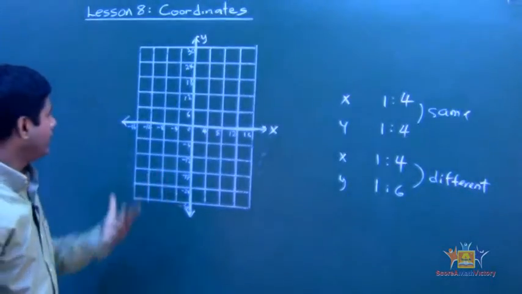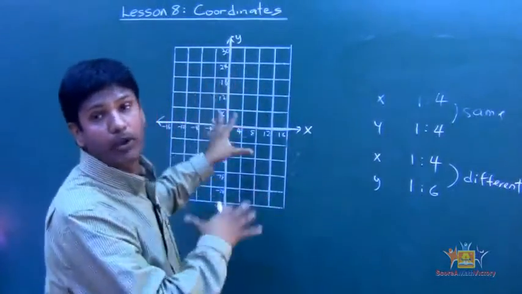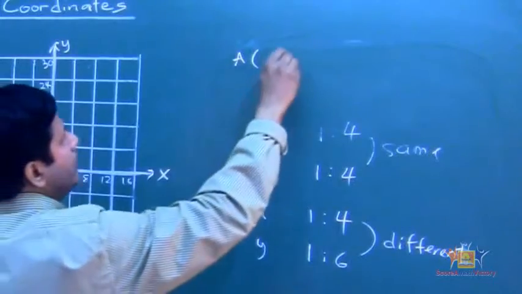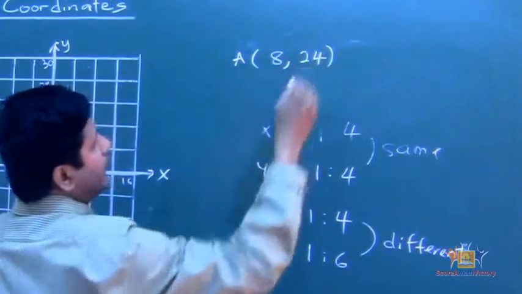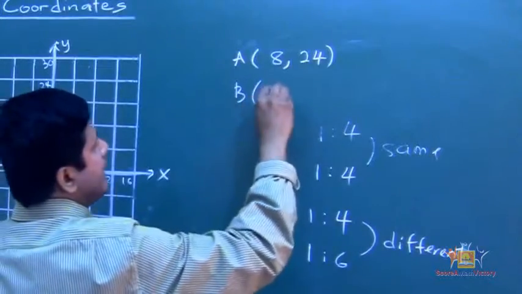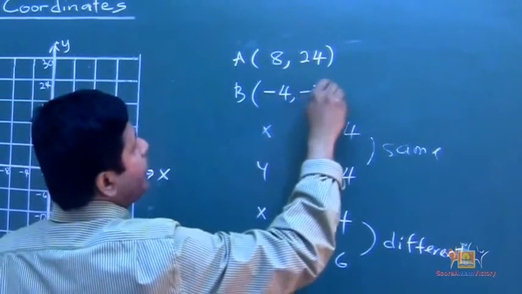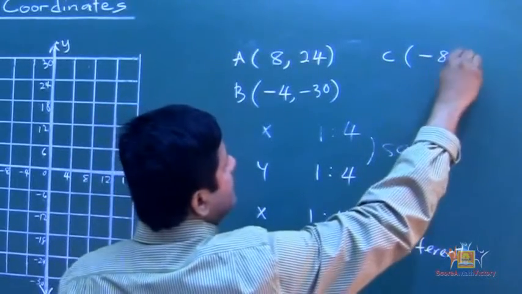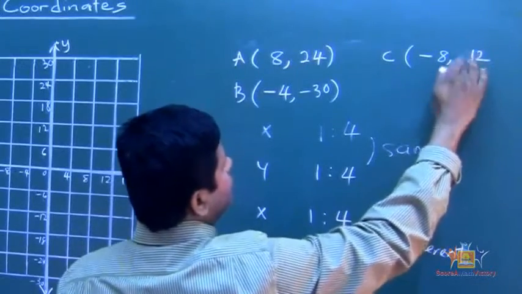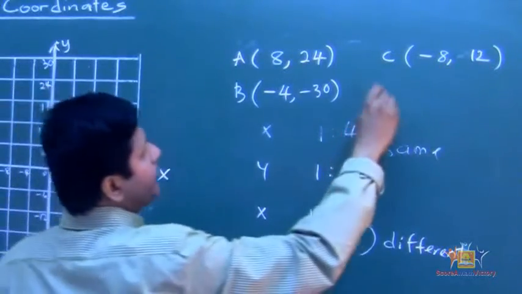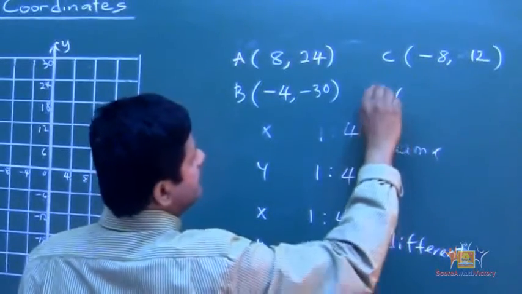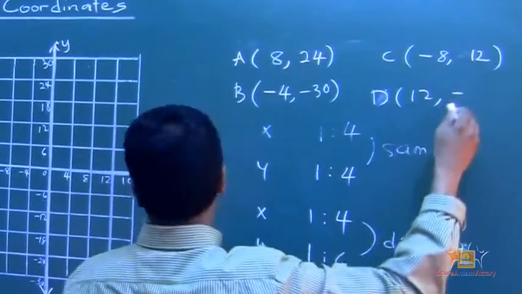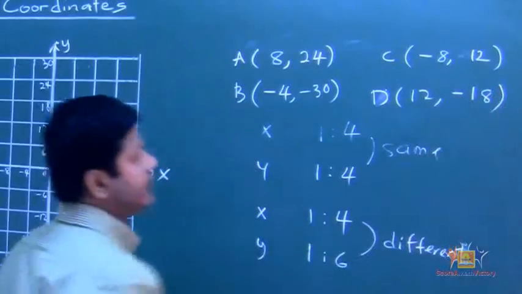That's how to scale them. Now Mr. Mac wants you to locate points, the coordinates. Let's say I give you the point A, you want to find A at 8, 24. Then you find B, let's say -4, -30. Then find C, let's say -8, 12. And then locate D, let's say 12, -18. Let's put all these points.